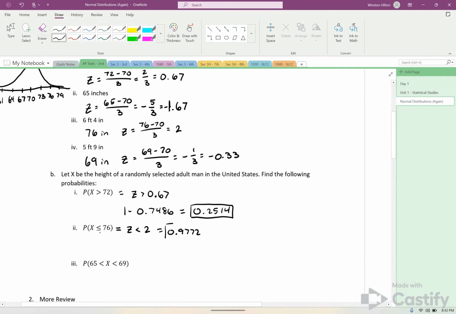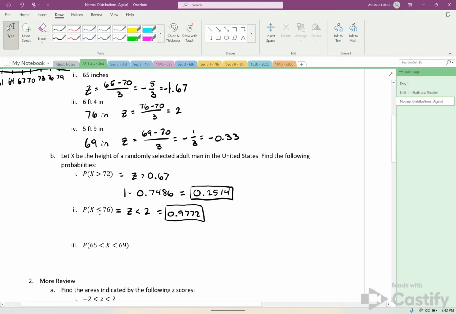0.9772, so roughly 97.72% of adult men in the United States are less than 76 inches tall.